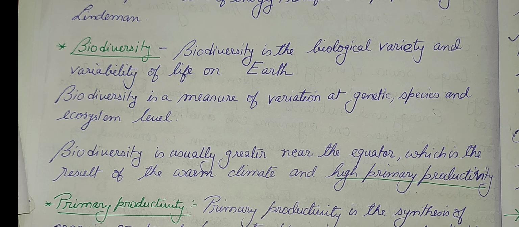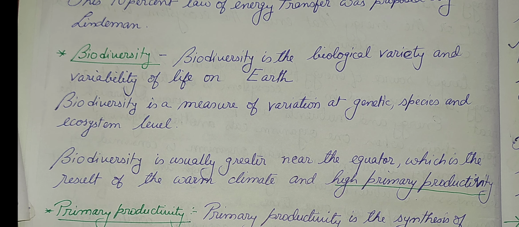Then the species level. Different species are there, for example the genus Panthera, which includes Panthera leo and Panthera tigris. Both are from the same genus, but they have different structural appearances. Panthera leo is your lion and Panthera tigris is your tiger. So they are quite different from each other, but their genus is the same. That shows species diversity.